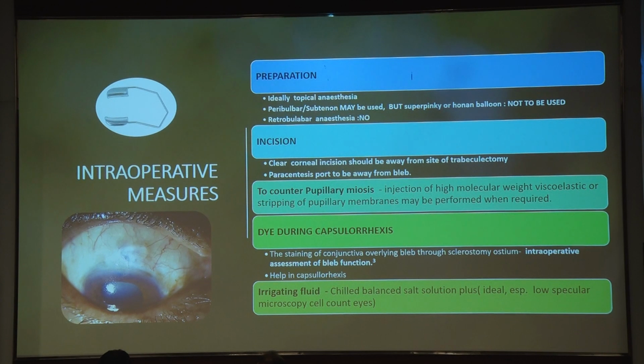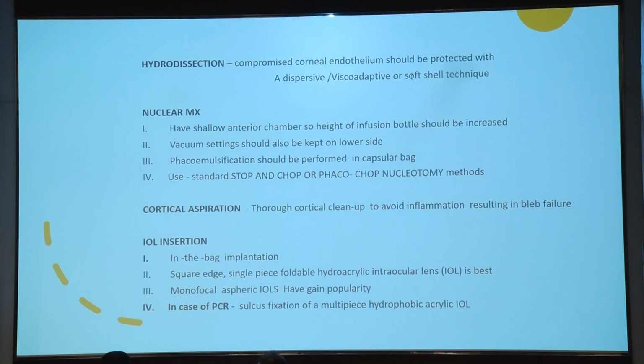It helps in making the rhexis. Irrigating fluid, chilled BSS Plus used, will help to protect the endothelium also. When you're doing the hydrodissection in these cases, a compromised corneal endothelium should be protected by high molecular weight viscoelastics. Nuclear management: if there's a shallow anterior chamber, the height of the infusion bottle should be increased. Vacuum settings should be kept on the lower side in these patients.